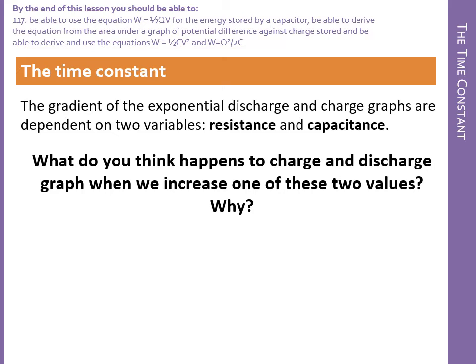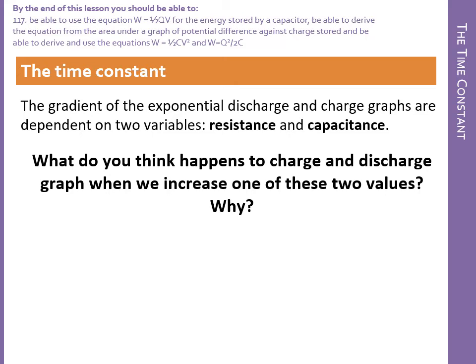Okay, now we will learn about the time constant. What do we mean by the time constant? The time constant is how long it will take to charge or discharge a capacitor. It depends on various factors. It depends on the capacitance of the capacitor. It depends on the resistance of the circuit. So the time constant, the gradient of the exponential discharge and charge graph, depends on two variables, resistance and capacitance. So what do you think happens to the charge and discharge graph when we increase one of these two values, and why? I will attach my practical video with this lesson as well.